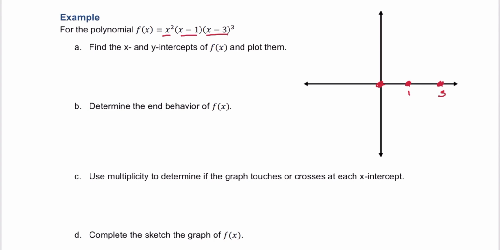To find the y-intercept, we can set all of the x's equal to 0. Since one of the x-intercepts is already 0, we know the y-intercept has to be 0.